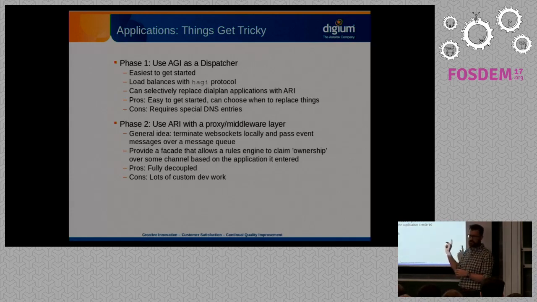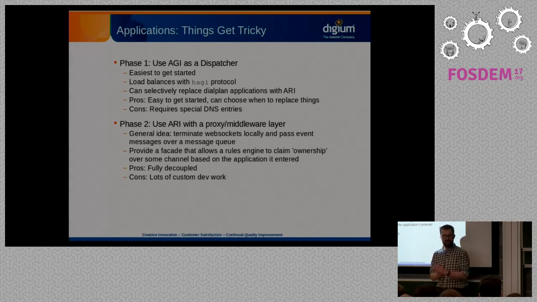A second phase, which is one that we've been thinking about moving to, and which a number of other people in the Asterisk community have already done some interesting work on, is to go full in with ARI. You use the ARI protocol for the whole thing, and you build essentially a fat proxy middleware layer that handles the decoupling of Asterisk instances from the application servers themselves.